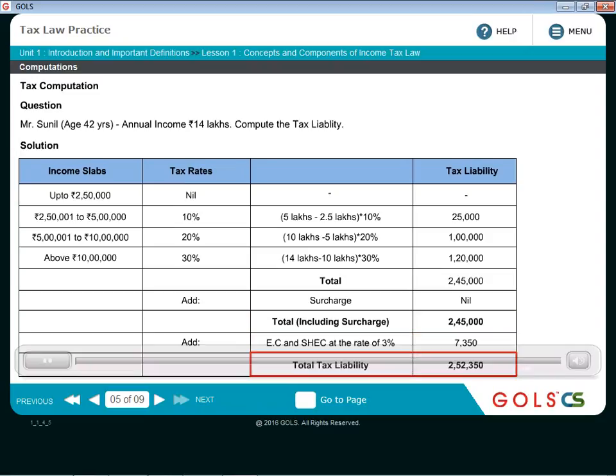So the total tax liability will be 2,45,000 plus 7,350, which gives us 2,52,350. So the total tax payable for Mr. Sunil for the financial year 2015-16 is 2,52,350.